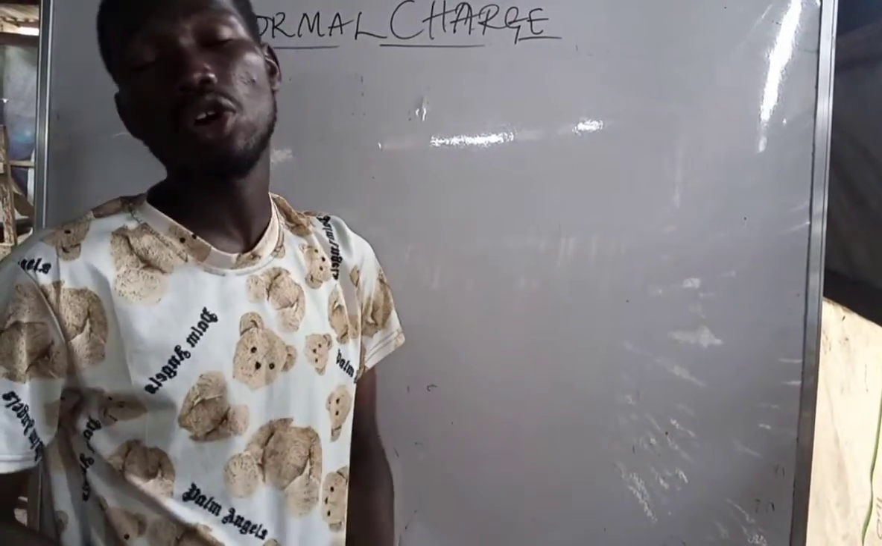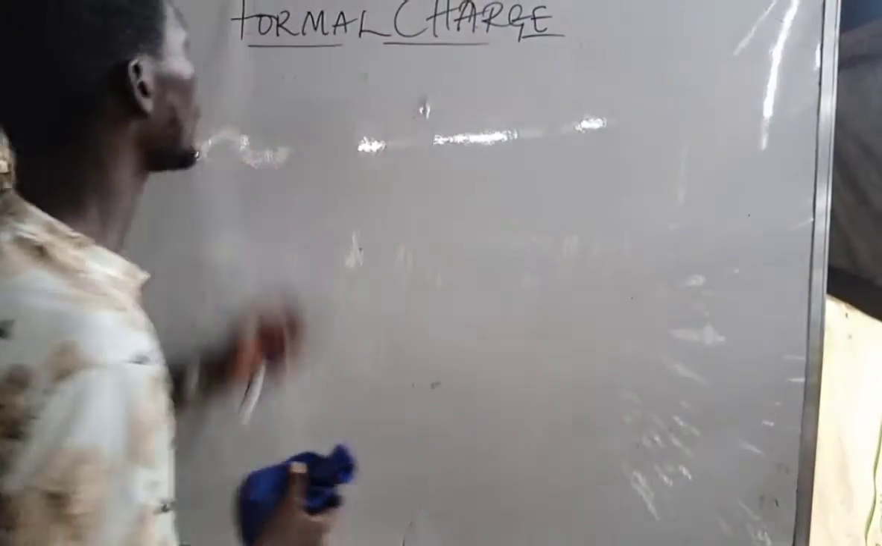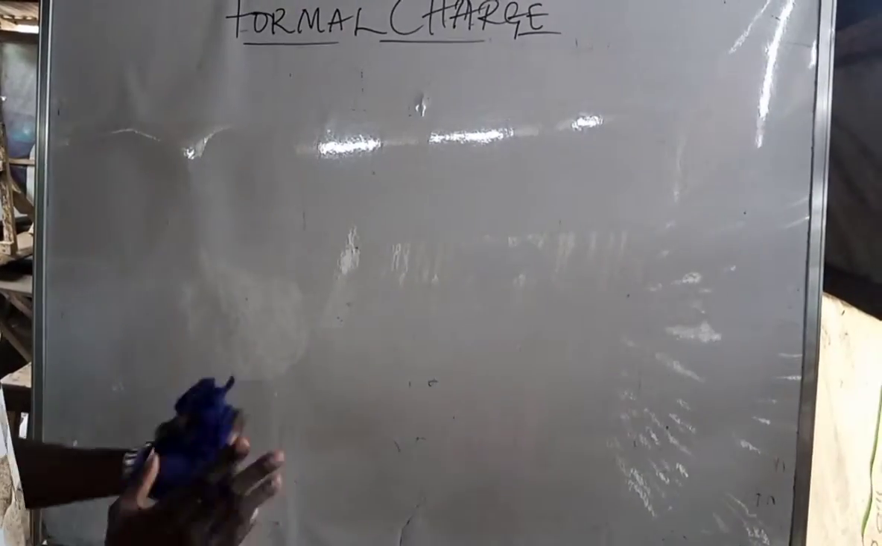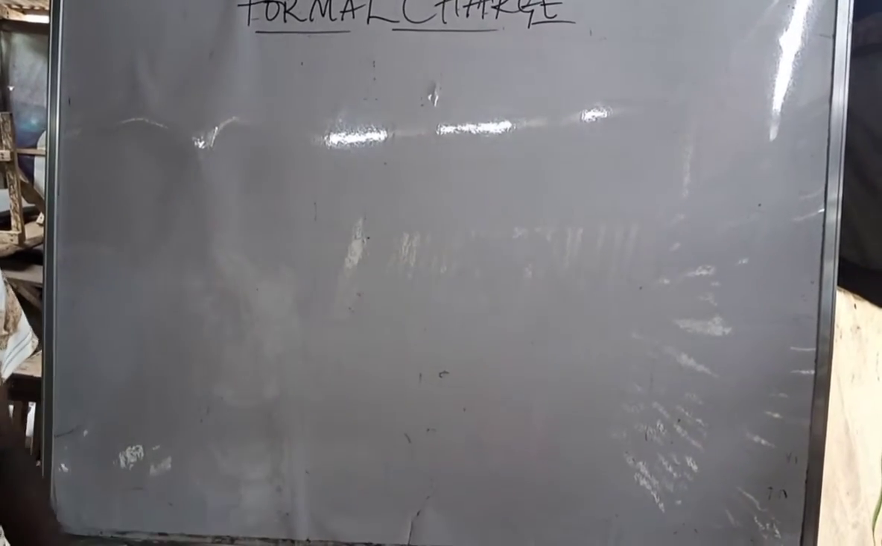This is Chemistry Core. So we take a look at a good topic in organic chemistry, which is what? Formal charge. When talking about formal charge, you should have a proper knowledge of your valency. So now, what is formal charge? That's the first question we should ask ourselves.